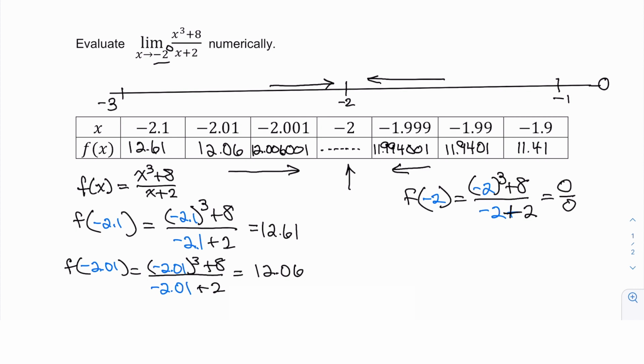So I can't get this by just plugging in our values, but looking at what the outputs are getting closer and closer to as you come in at -2 from both the left and the right, they're getting closer and closer to 12. So therefore, my limit as x approaches -2 of that x cubed plus 8 over x plus 2 is equal to 12. And that is how you evaluate your limit numerically.